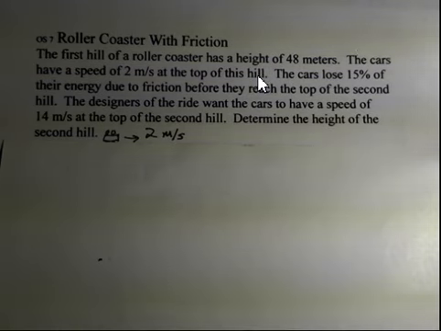So they have some kinetic energy and they have some potential energy at the top of the first hill. As they go down to the first valley and up to the top of the second hill, in that whole process, this particular roller coaster has friction, and 15% of the initial sum of the kinetic and potential energy is lost. It's going to be energy loss due to the work done by friction. The height of the top of the second hill is unknown. The designers, however, want the cars to have a speed of 14 meters per second at the top of the second hill. So we're going to calculate the height of the second hill.